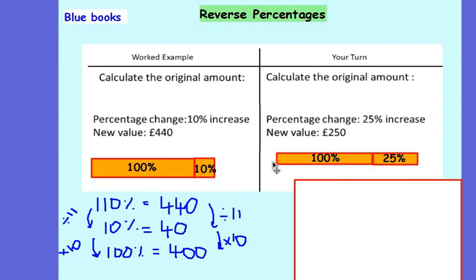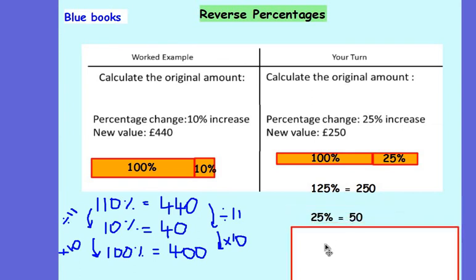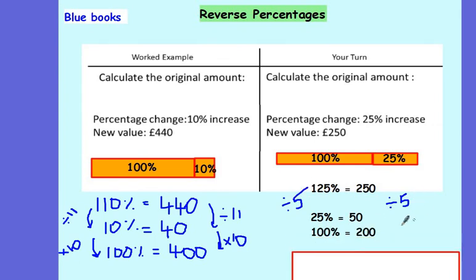Okay, let's go through the answers. So we've got 100% and we've added on 25%. This tells us that our new value is worth 125%. So 250 is 125%. If I divide that by 5, I can work out that 25% is going to be 50. I've divided both sides by 5. I can use that 25% to work out what 100% would be by multiplying by 4, which tells me that 100%, or my original value, is 200. Please make sure you've got one of these examples in your dark blue books for me.